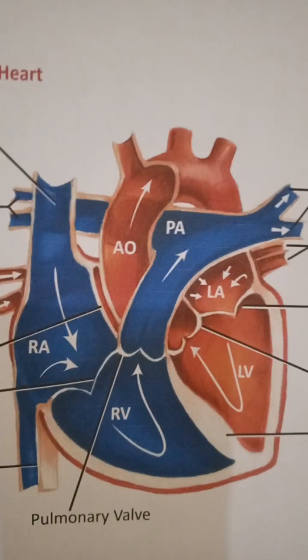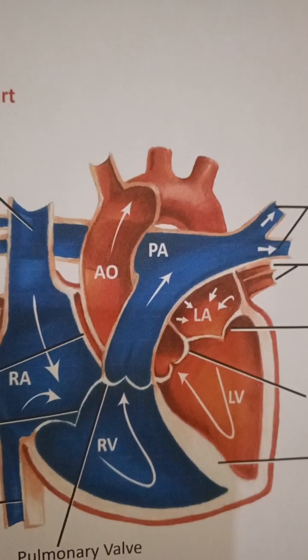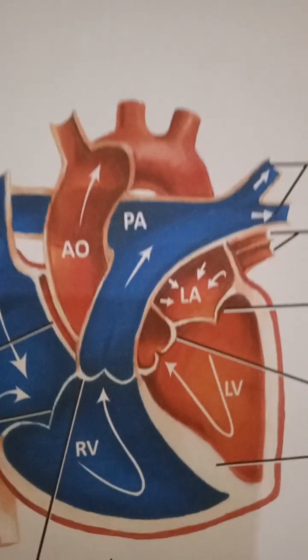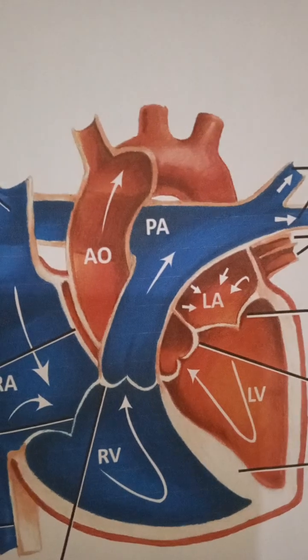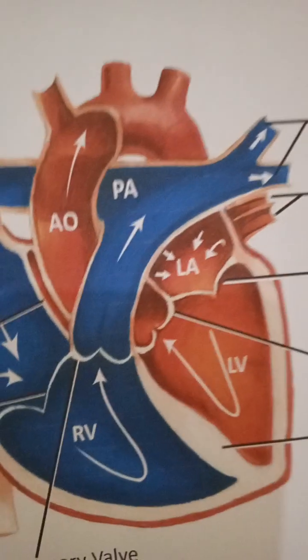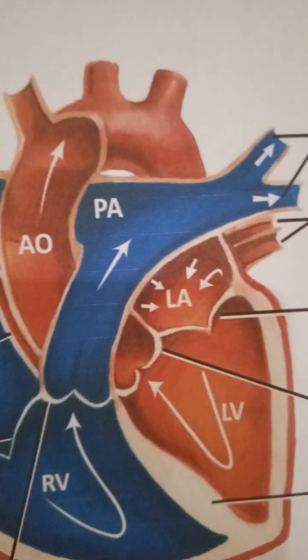artery. Okay, so the pulmonary artery, which is the only artery which carries deoxygenated blood. Pulmonary artery, the only artery which carries deoxygenated blood. So now this blood will go to the lungs.